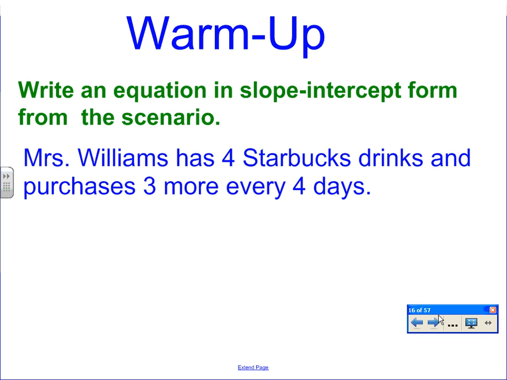All right, the warm-up today was a little bit different. You have not seen a scenario written this way yet, but I wanted to get you to start thinking about this before we keep practicing problems today. So if the problem says Mrs. Williams has 4 Starbucks drinks and purchases 3 more every 4 days, what's the equation in slope-intercept form? Matt, what do you think?